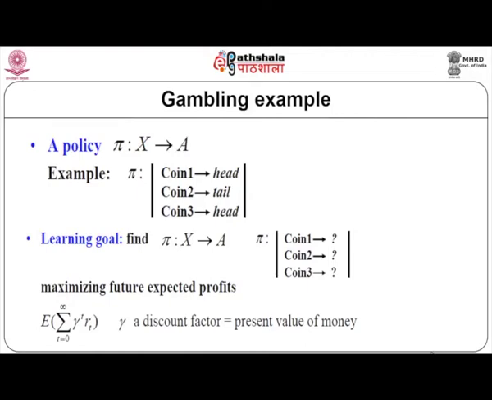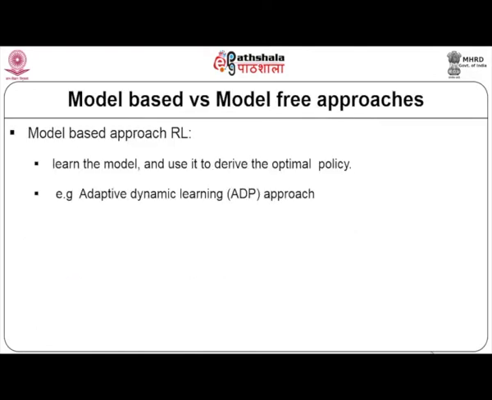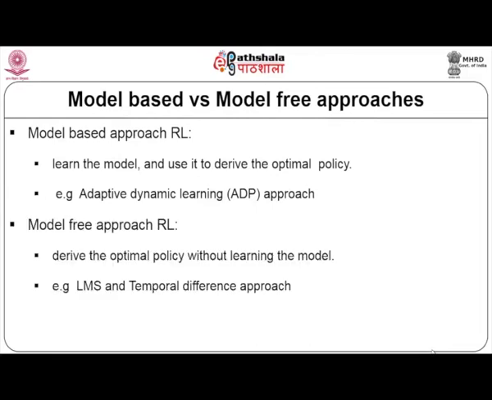So, I have the sum over t equal to 0 to infinity of gamma to the power t times r t, where gamma is a discount factor, the present value of money, that is not very important. The model based approach to reinforcement learning: you learn the model and then use it to derive the optimal policy. This is called adaptive dynamic programming, the ADP approach. The model free approach to reinforcement learning derives the optimal policy without learning the model. So, you have two different approaches for that. We will be going into these details later. One is called LMS, and then you have the temporal difference approach.